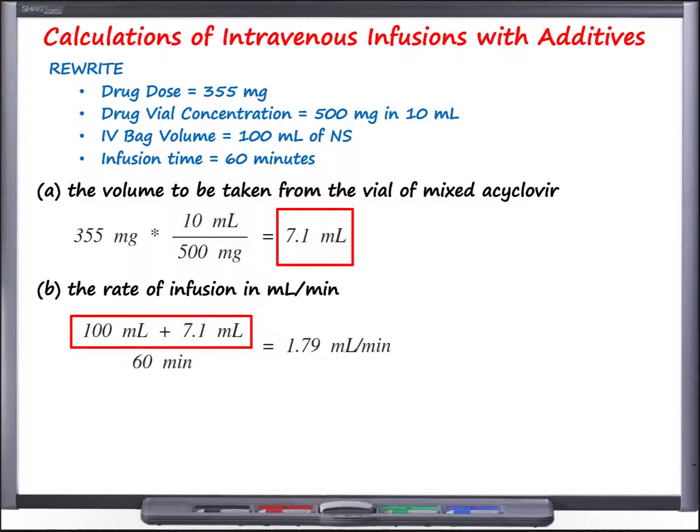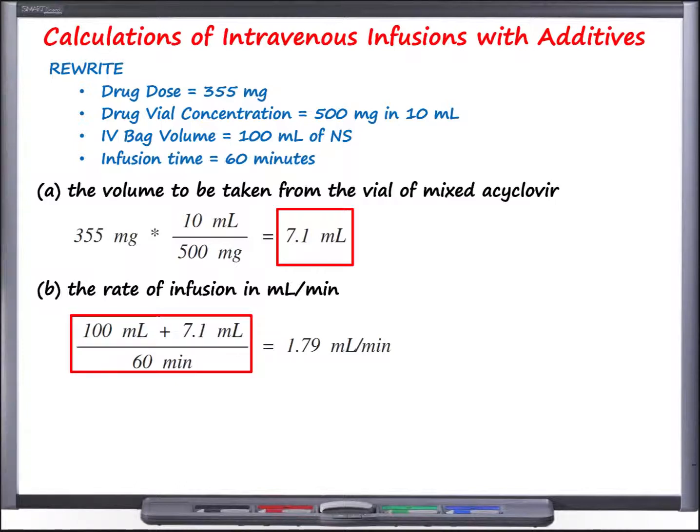The total volume we're infusing is a combination of the IV bag we started with. Remember, we had a 100 milliliter bag of normal saline to begin with. We then injected into that bag our acyclovir. But our acyclovir dose of 355 milligrams we just calculated was going to be 7.1 milliliters of fluid out of the vial. So essentially, we took a 100 milliliter bag and injected into it an additional 7.1 milliliters. So our actual bag total volume, when we've added the drug to it, is 107.1 milliliters. So the volumes are additive.